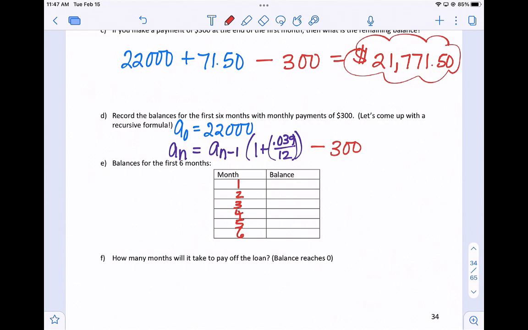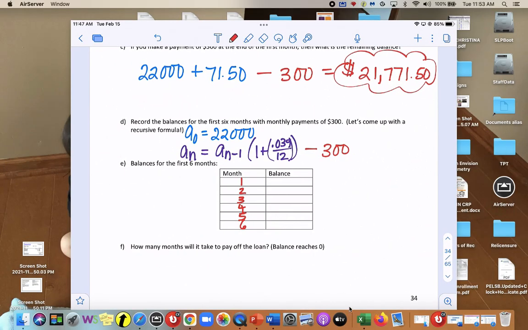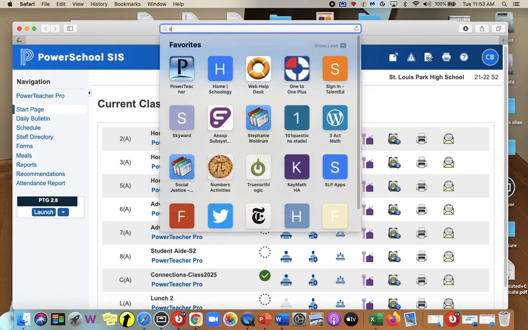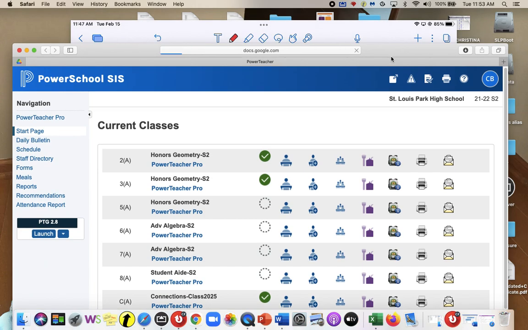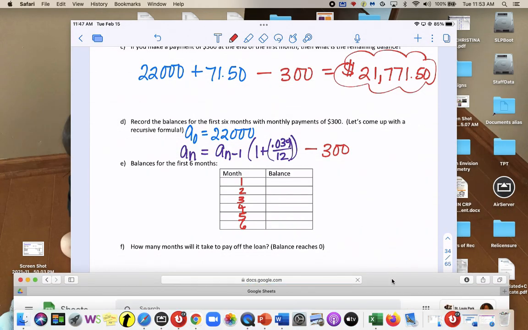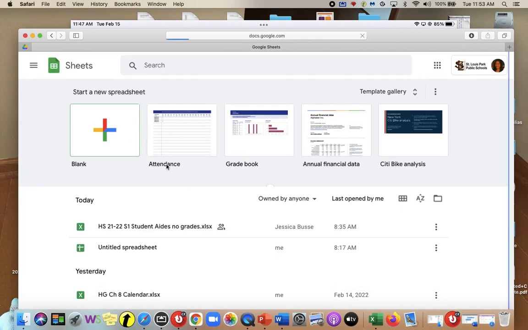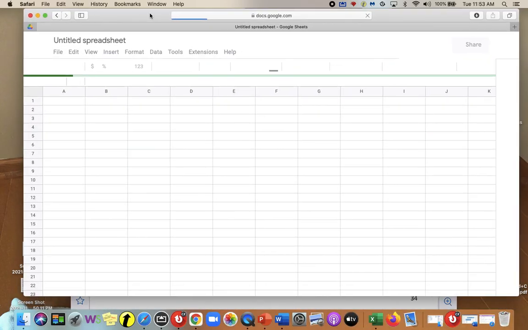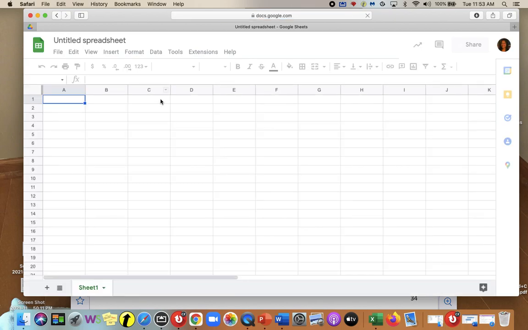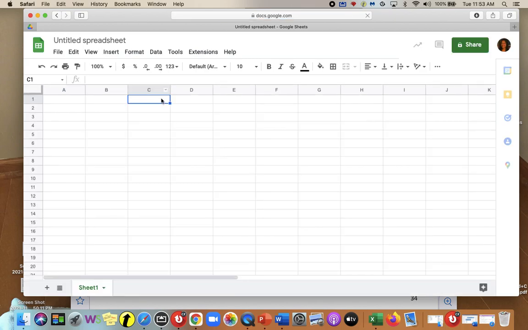So let's actually try doing that on a Google Sheets. And you can do it in Excel as well, but I think everyone has access to Google Sheets. So I'm just going to pull that up. Okay, so let's write a program so we can just calculate really quickly, after 6 months, how much we owe. All right, so I'm just going to open up a spreadsheet. And I'm just going to put our starting value, I'll put it over here. Okay, so there's our starting value.